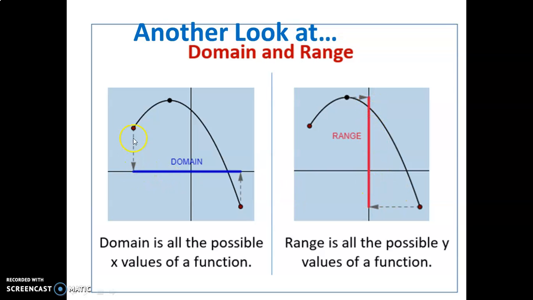And here it's shown like this. On this function, we can see all the possible x values are from here to here. So that would be our domain, x values from here to here. And our range, all the y values. So here's the lowest y value possible, here's the highest. So the range would be all those y values from this bottom one to this upper one here.